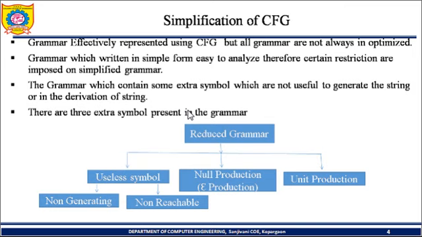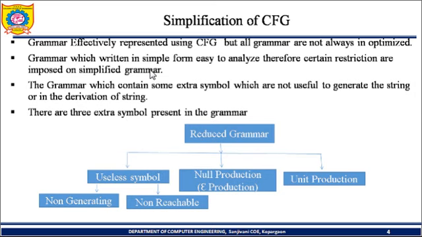So actually there are three types of extra or unwanted symbols or productions in the given grammar. One is useless symbols, then null production and unit production. Useless symbols in a reduced grammar are of two types, non-generating and non-reachable. The second one is null production, also called epsilon production, and the third one is unit production. We have to eliminate all these to make the grammar effective.